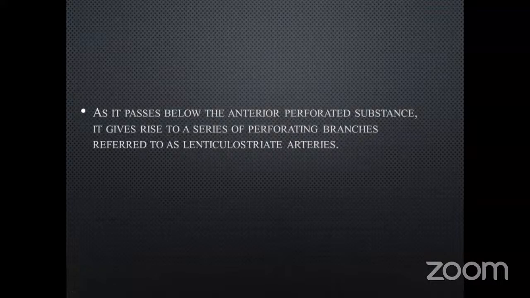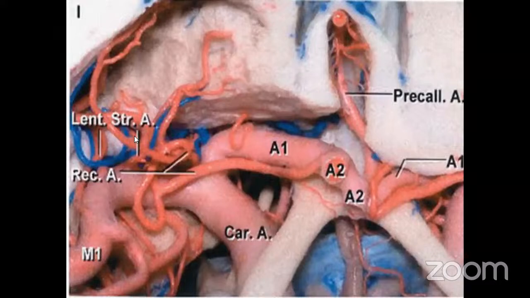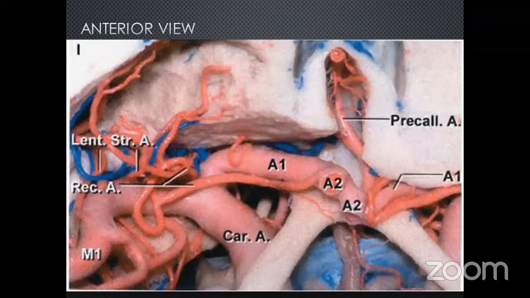As it passes below the anterior perforated substance, it gives rise to a series of perforating branches, the lenticulostriate arteries, which I have previously shown. So these are the lenticulostriate arteries. This is again the same picture showing the lenticulostriate arteries arising from the M1 segment.